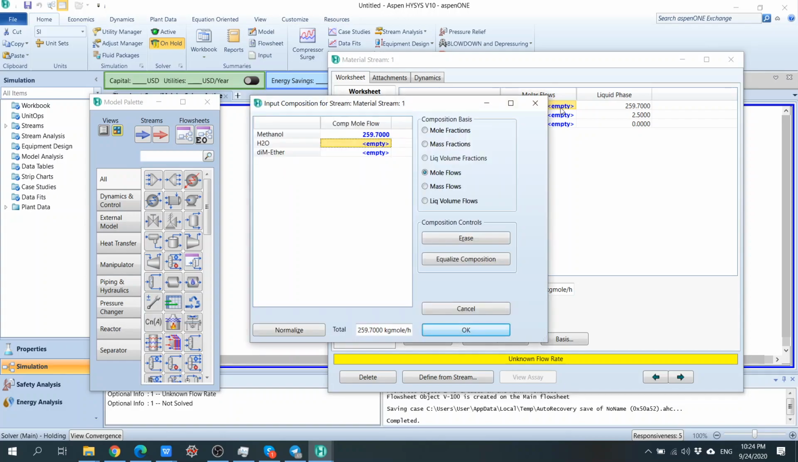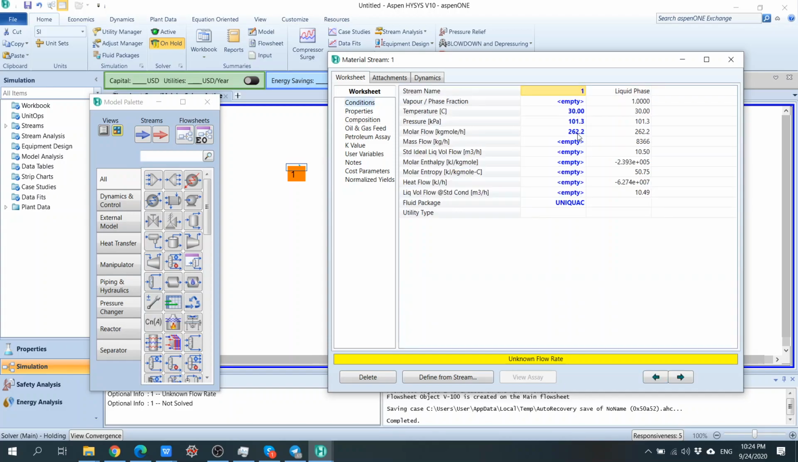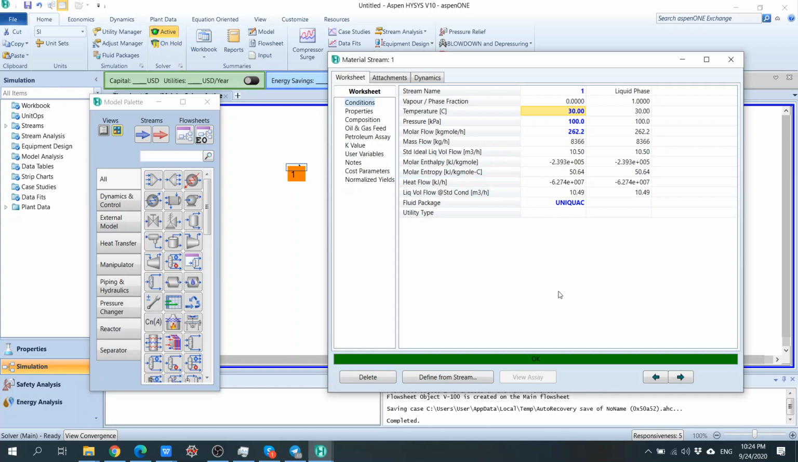259.7, 2.5 mole flow. Okay, so the flow rate is there, and then this 1 bar, 1 atm, 1 bar, 100 kilopascal, and then it says unknown flow rate. You know what just happened? We had an error in the inputs, so the calculation stops automatically, and when we key in the correct input, it won't start automatically. We have to click on active. That's what just happened.